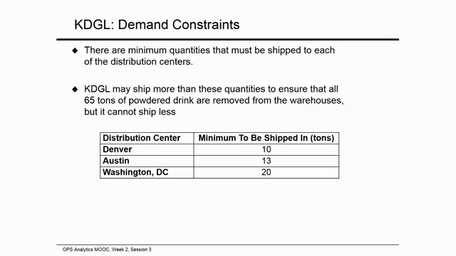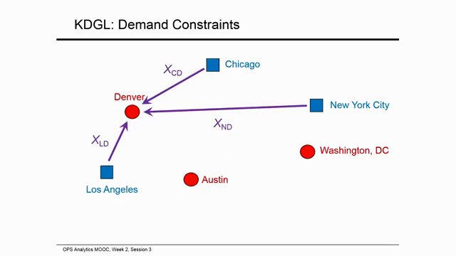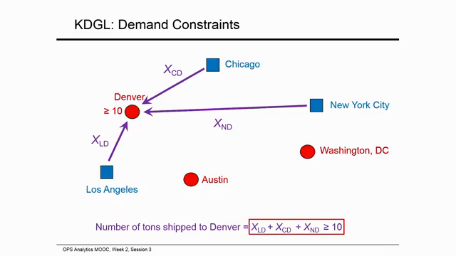What about the demand constraints? Here's a reminder of what the requirements for each distribution center are. Let's start with Denver Distribution Center. Denver must receive at least 10 tons. So here's how this constraint will look.